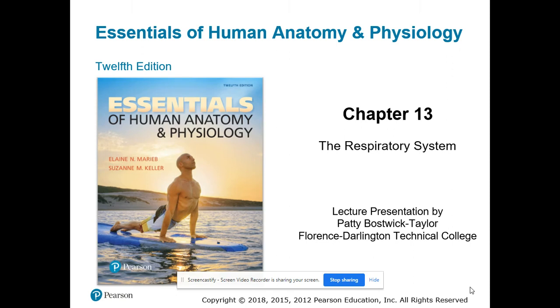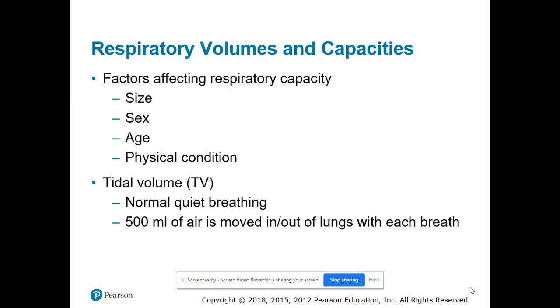Hi class, today we're going to continue on with the respiratory system and we're going to focus on other aspects of the respiratory system such as respiratory volumes and capacities, movement, and different sounds. This is actually a pretty short section, but it's full of a lot of information, so make sure that you're keeping up with it and not confusing these terms. I would highly suggest making flashcards to help you study for your test coming up later this week.